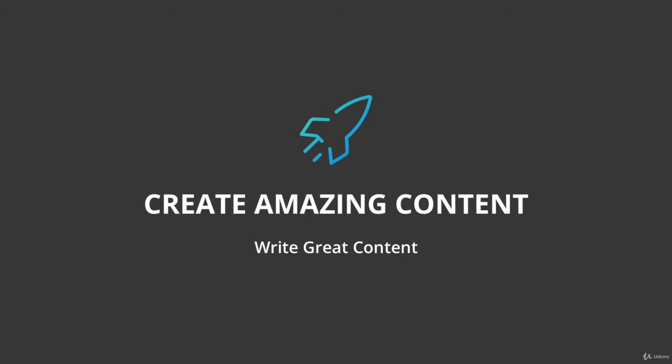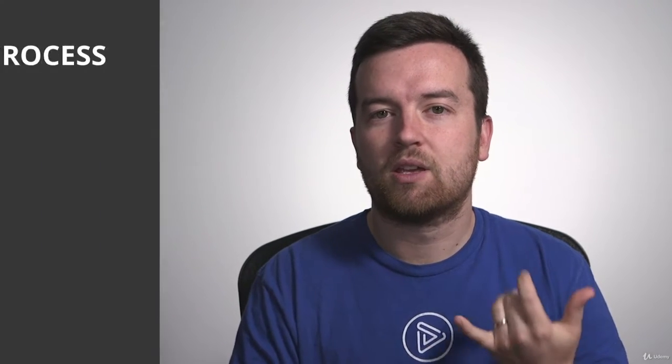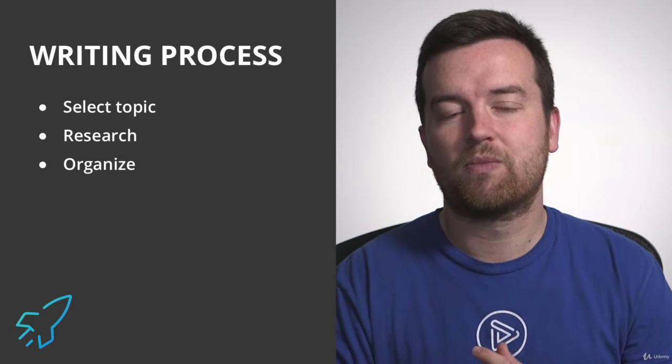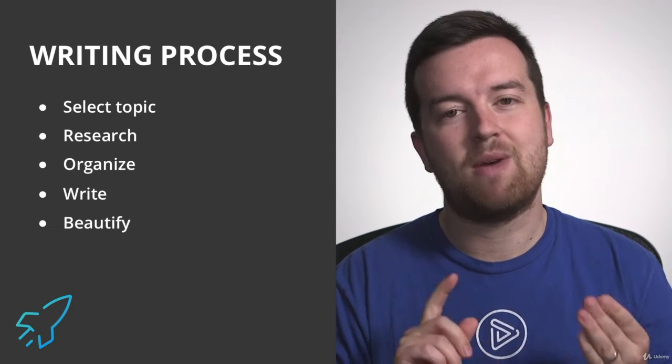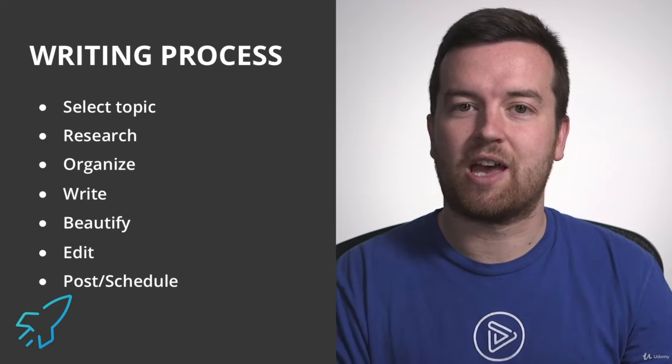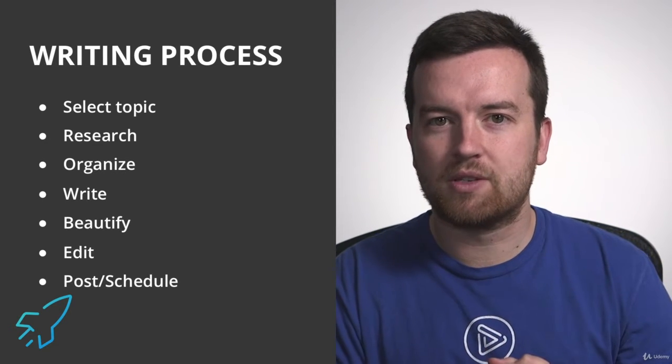Welcome to this lesson. In this one, you're going to learn about writing great articles. Here's the process for writing a great article. Select the topic, you research it, you organize your article, you write it, you make it beautiful, you edit it, and then you post it or you schedule it. So let's break down each of those parts.